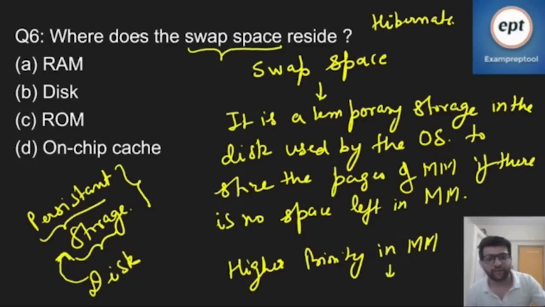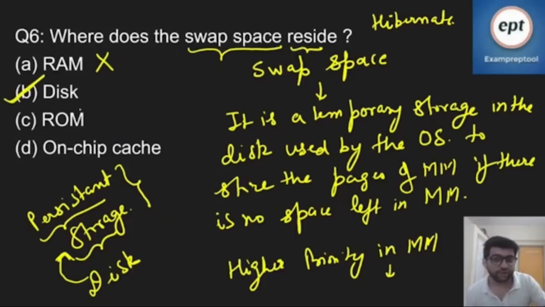So let's see the options. Where does the swap space reside? If we try to keep it in the RAM, then we will not have this persistent storage, right? So the answer RAM is not correct. Yes, we store the swap space in the disk.